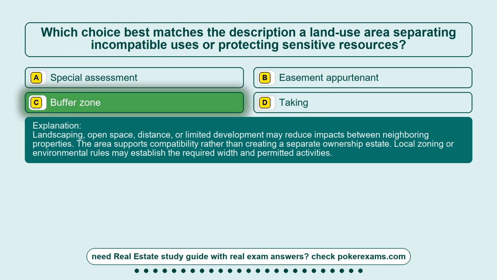Landscaping, open space, distance, or limited development may reduce impacts between neighboring properties. The area supports compatibility rather than creating a separate ownership estate. Local zoning or environmental rules may establish the required width and permitted activities.